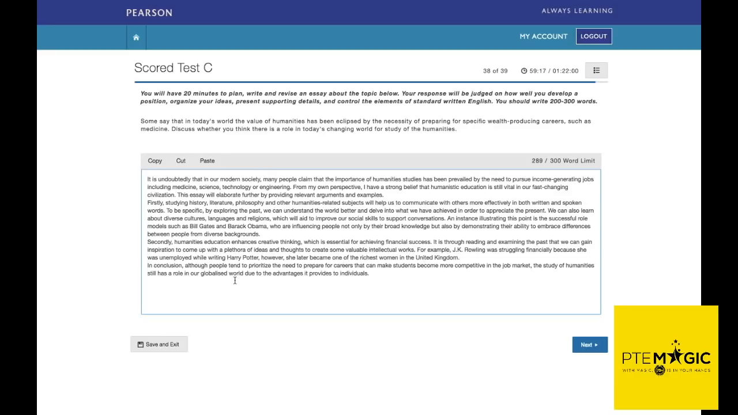In conclusion, although people tend to prioritize the need to prepare for careers that can make students become more competitive in the job market, the study of humanities still has a role in our globalized world due to the advantages it provides to individuals. Okay, it is so hard to talk and write at the same time. But yeah, 289 out of 300, I don't think there's any spelling mistakes. Let's move on.